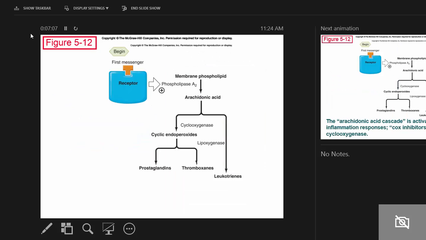Okay, now we'll stop here for a second. This is another one you should memorize. This is different. This is called the eicosanoid pathway. It's in your book. Eicosanoids.